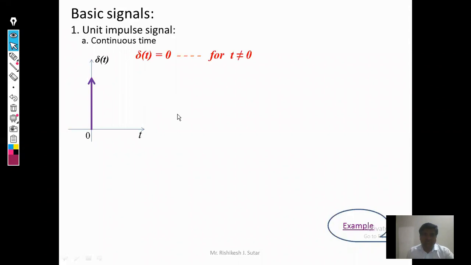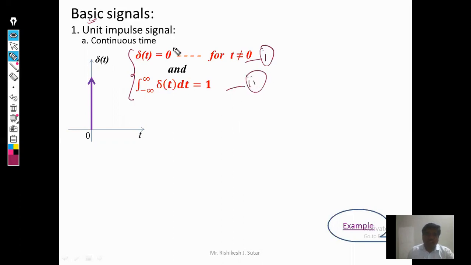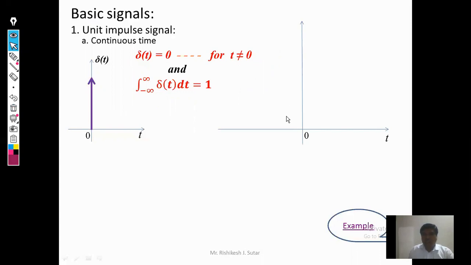You can see here it's delta of t, and its mathematical expression would be delta of t equal to 0 for t not equal to 0, and the integration of delta of t dt is equal to 1. Whenever we define the unit impulse signal, we should define it by these two equations. This is equation number 1 and this is equation number 2. These two equations are necessary to define the unit impulse signal. Now, this delta of t is not a physically realizable signal.